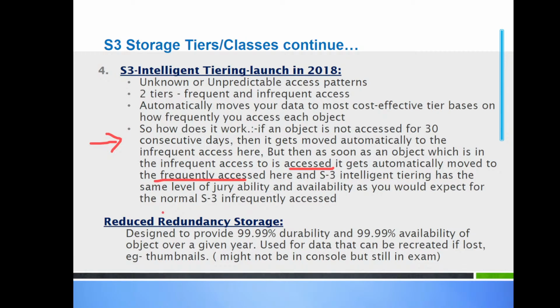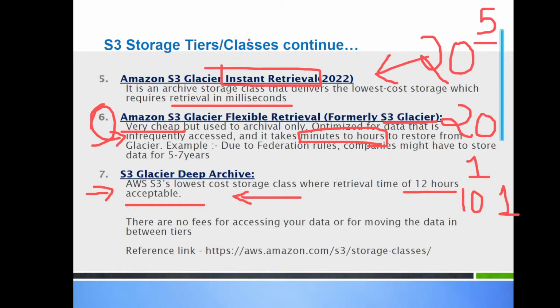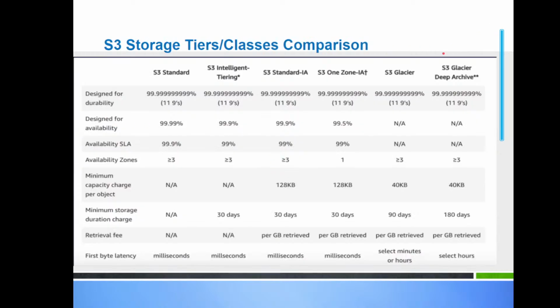S3 Intelligent-Tiering has the same level of durability and availability as you expect from S3 Infrequent Access. Basically, it has 99.99% availability and durability. All these things are available. So these are the 6 to 7 storage classes in Amazon, and this is a summary table. Here I have not added S3 Glacier Instant Retrieval right now. I found this chart somewhere, and it is a summary of what we have learned. So we'll come back to this.